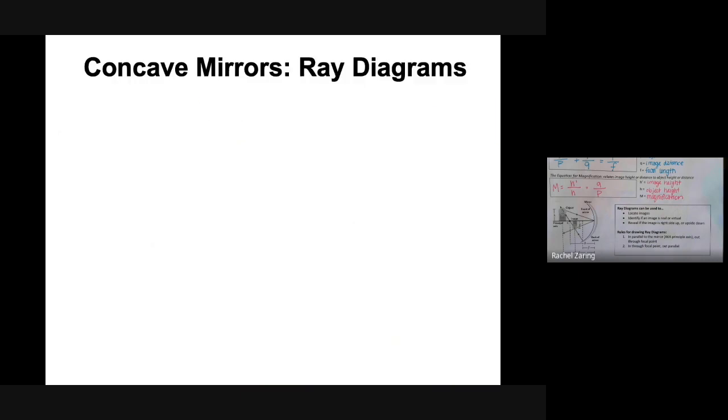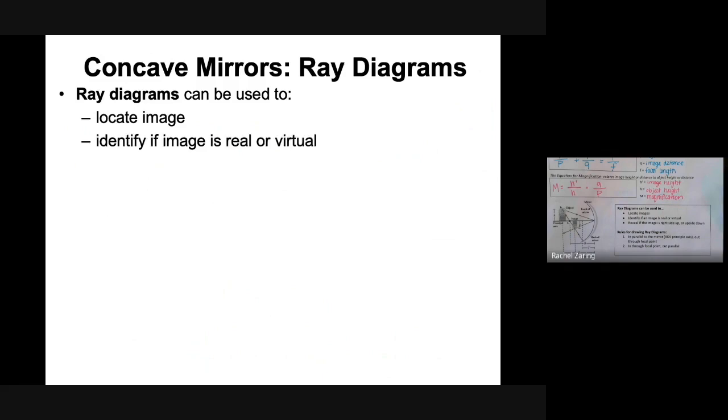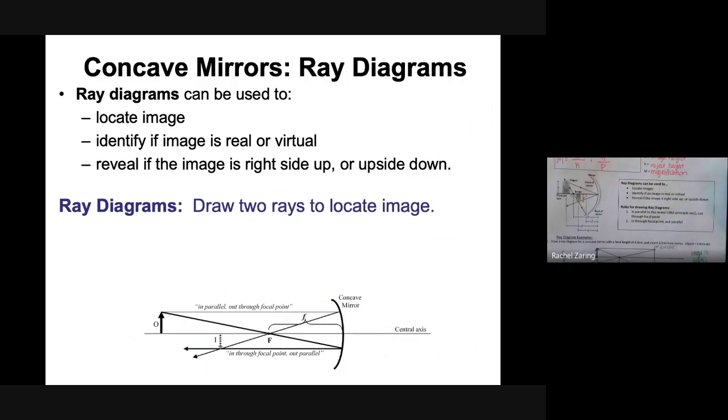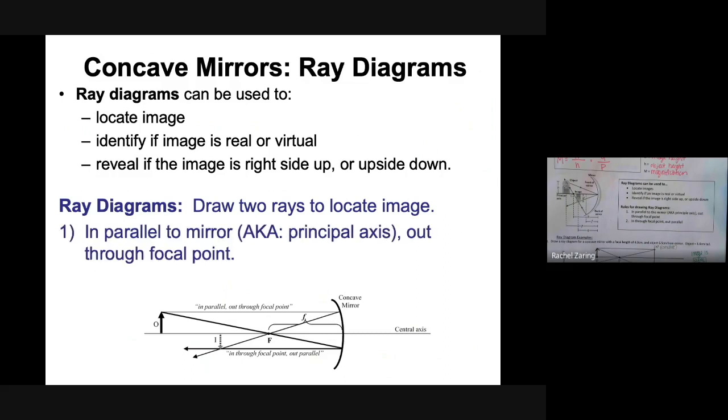For now, we're going to introduce how you draw a diagram that can accurately measure the distance of all of these focal points and lengths in a mirror. So what can a ray diagram be used to do? It can be used to locate an image, identify if the image is real or virtual, and reveal if the image is right side up or upside down. So this is an example of a ray diagram. It usually includes at least 2 rays to locate where an image is, where those rays intersect with one another.